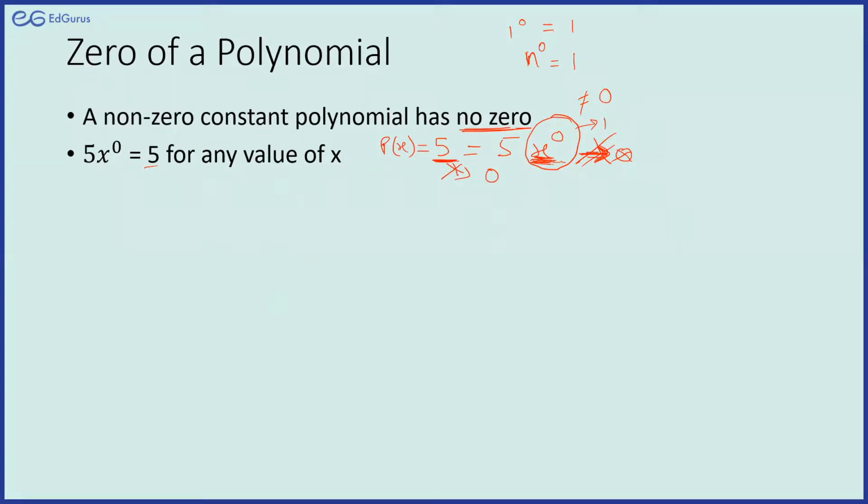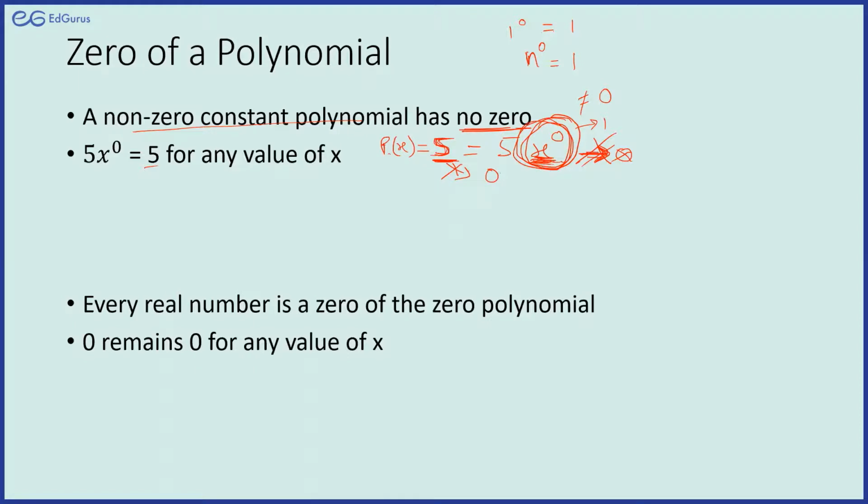5 is 5, right? And we can write it as 5 × x^0. But whatever the value of x, this term will always be 1. So this polynomial will never be 0 for any value of x. So a non-zero constant polynomial has no zero. Non-zero means that we have a non-zero number. It's a constant polynomial which is not a 0 polynomial. So it has no zero solution.